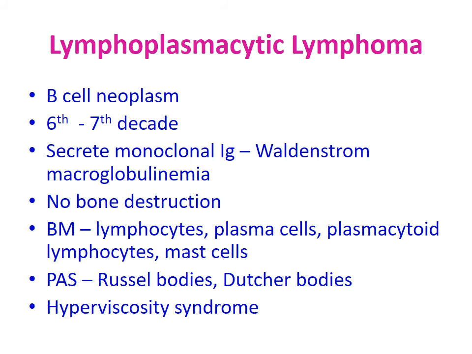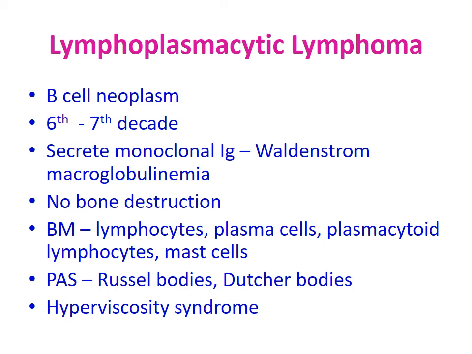Finally, a few words about lymphoplasmacytic lymphoma. It is a B-cell lymphoma which occurs in the elderly, commonly during the 6th to 7th decade of life. They secrete monoclonal immunoglobulin, resulting in Waldenstrom's macroglobulinemia. There won't be any bone destruction in this case.